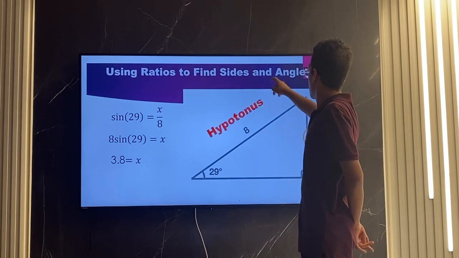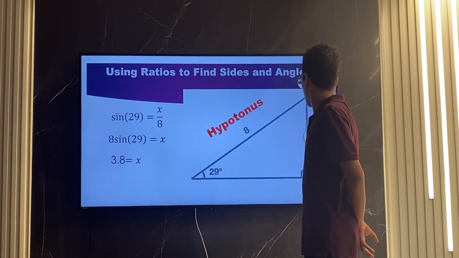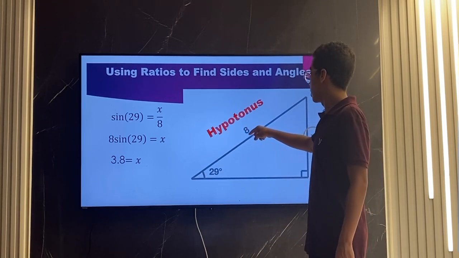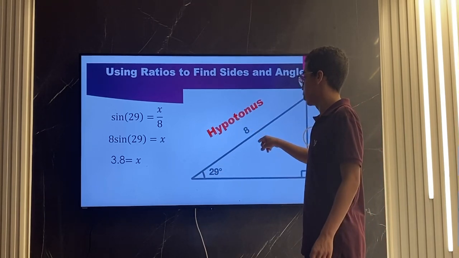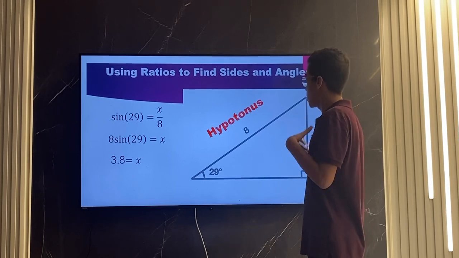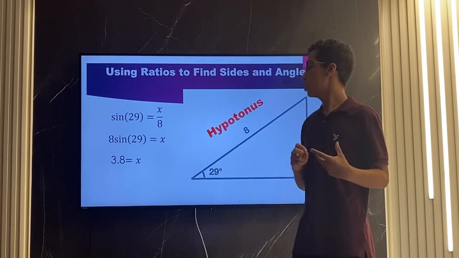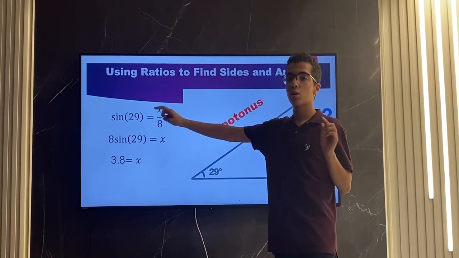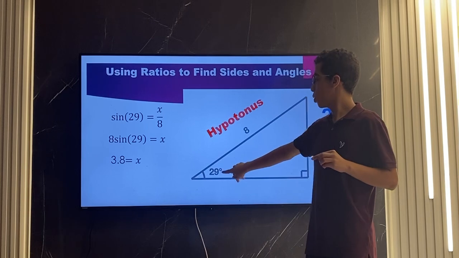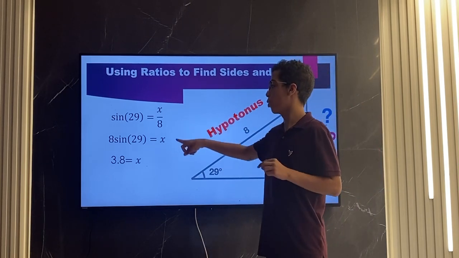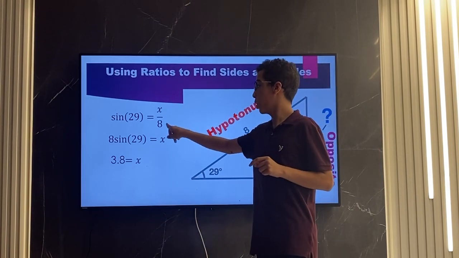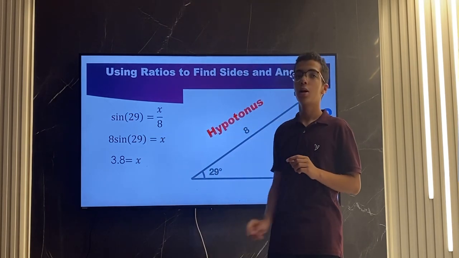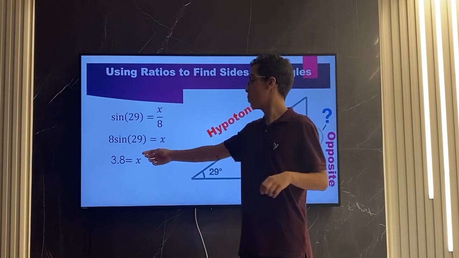Using ratios to find sides and angles. Here we have a missing side, and this missing side is the opposite of the given angle. And we have a given side, which is the hypotenuse. So we have the opposite and the hypotenuse, so we'll use sine because it's opposite over hypotenuse. We'll substitute: sine of theta, which is 29, equals x over 8, opposite over hypotenuse, and then we move this 8 over with multiplication, so it will be 8 sine 29 equals x, so x will be 3.8.